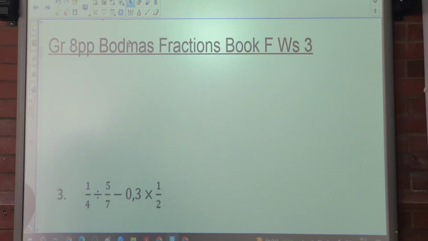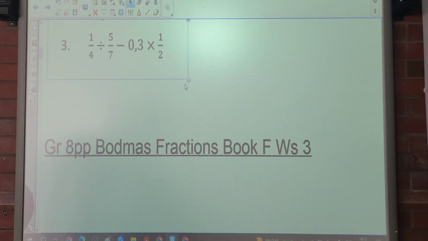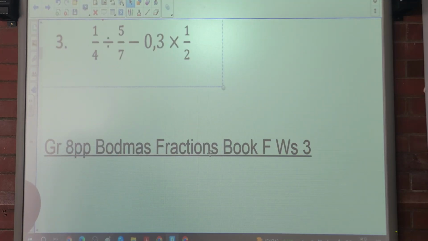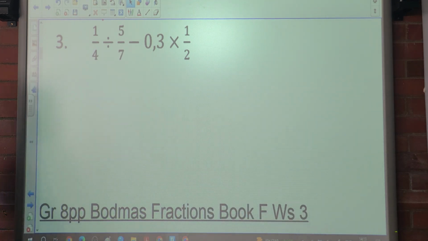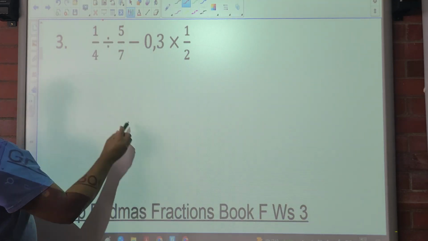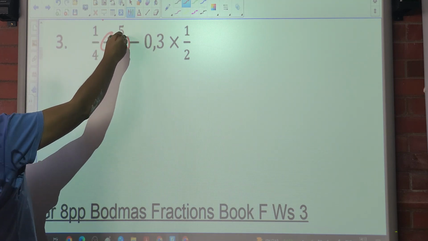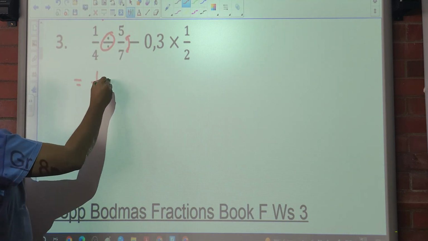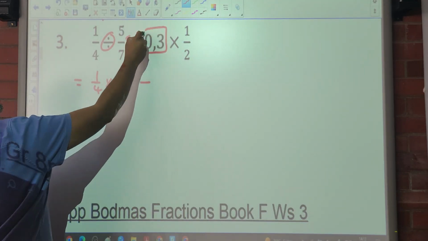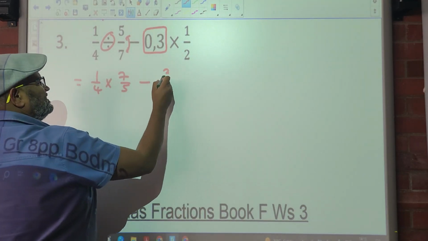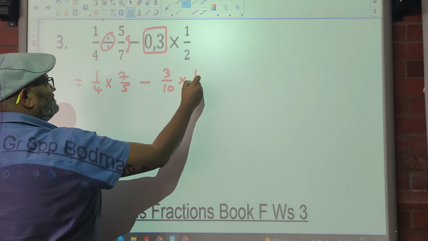Okay. You look at number 3. As you're doing only the odd numbers, the questions to these exercises can be found in the description box here. So what do we need to do first, according to Bodmas? Division. We're going to change to multiplication. So it's going to be a quarter multiplied by 7 fifths minus 0.3, which can be changed to 3 over 10, multiplied by 1 over 2.